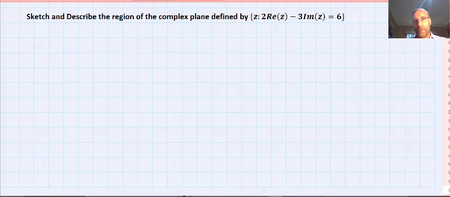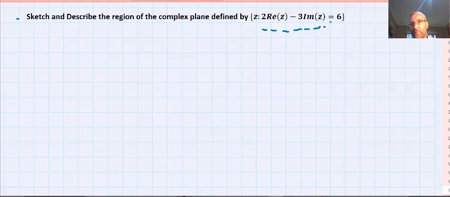I'm going to do some more, as I promised, more demanding examples here. So sketch and describe the region of the complex plane defined by this locus here. So we have z such that 2 times the real z minus 3 times imaginary z equals constant 6.